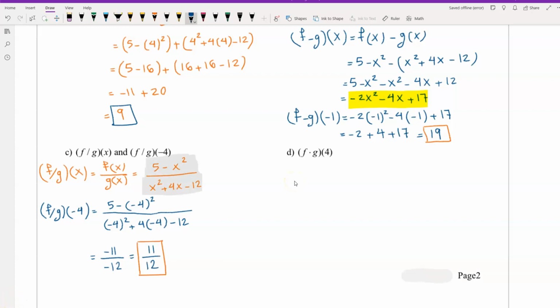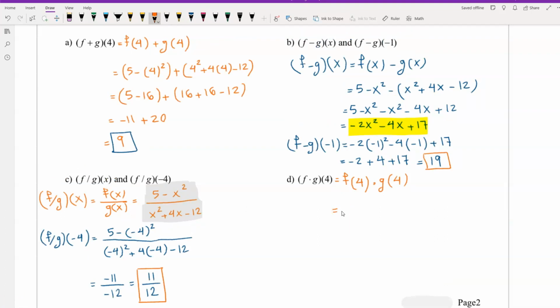Part D, f times g of 4. So this is equal to f of 4 times g of 4. So this is equal to f of 4, which is negative 11 from part A. So in part A we had f of 4 plus g of 4, so we have the answers for these two. I'm going to use that. Negative 11 times g of 4, which is 20.